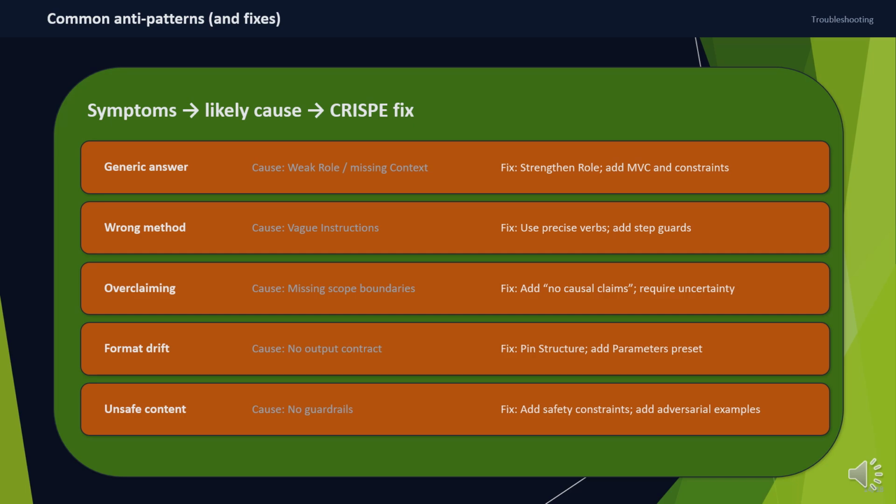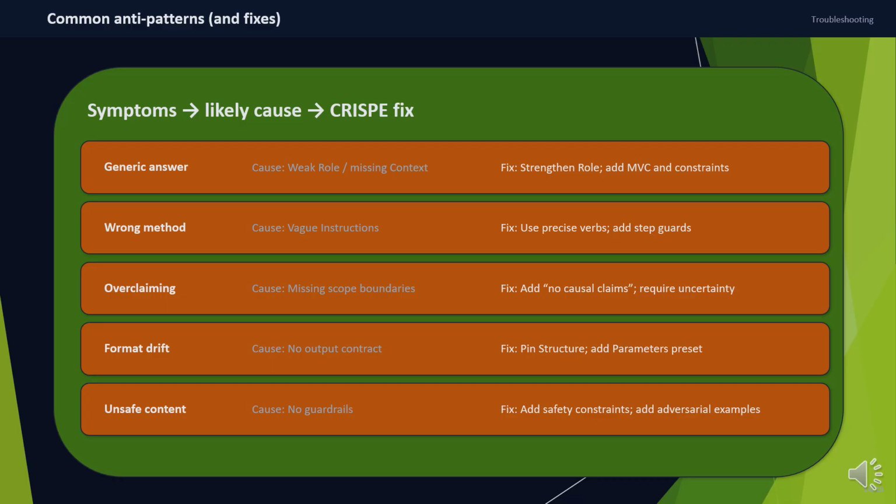When a product has a UI layout bug, the fix is usually not to rewrite the entire application. The fix is to adjust a specific layer that controls layout, such as CSS. CRISPE provides a similar prompt control surface where each component governs a different aspect of the output and can be adjusted independently. This mapping is most useful during iteration because it makes revisions deliberate and measurable.